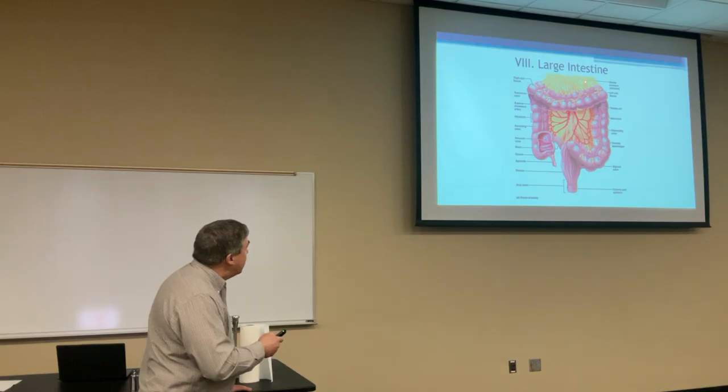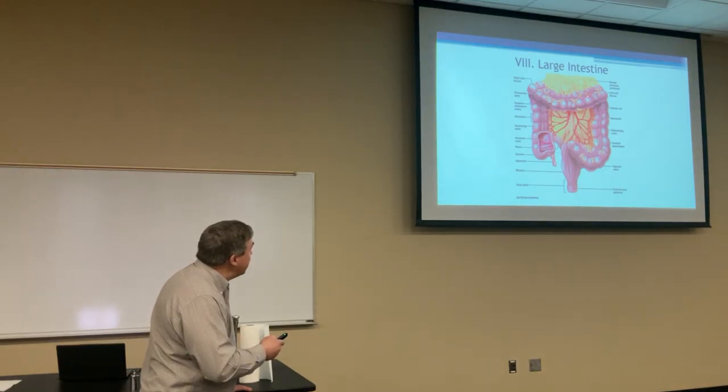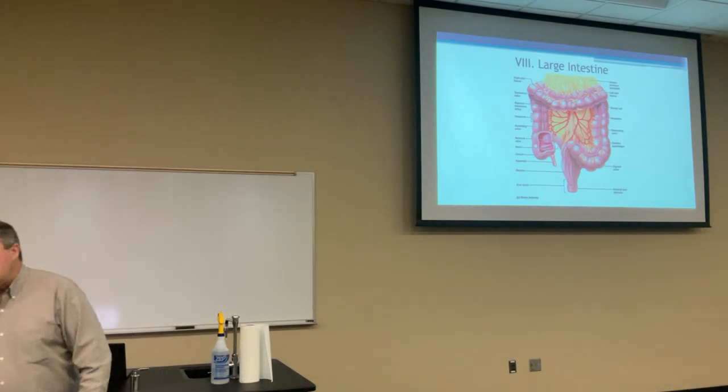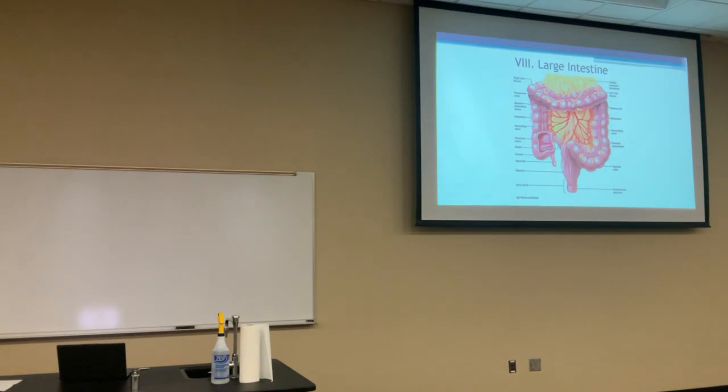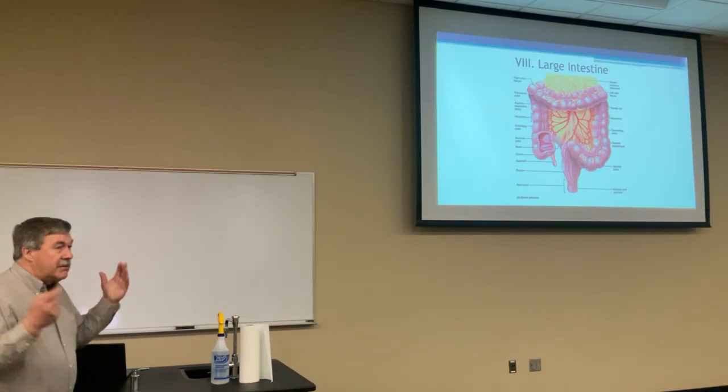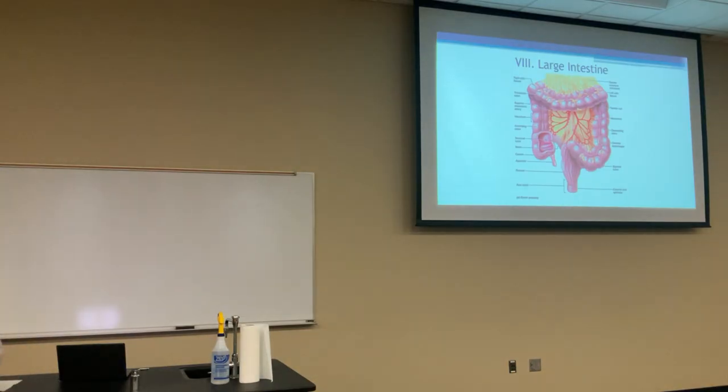And then typically there are little fat globules that are attached to the large intestine. Those are sometimes called epiploic appendages. They look like little appendages of fat that hang off of the large intestine. And that just contains fat, which is a storage area for lipids. Okay.